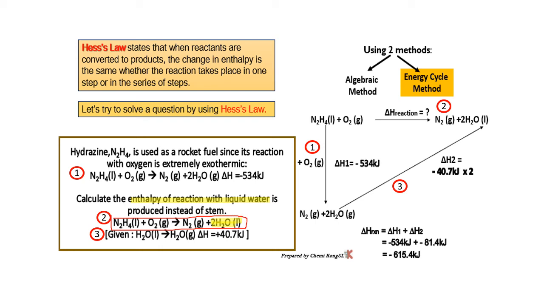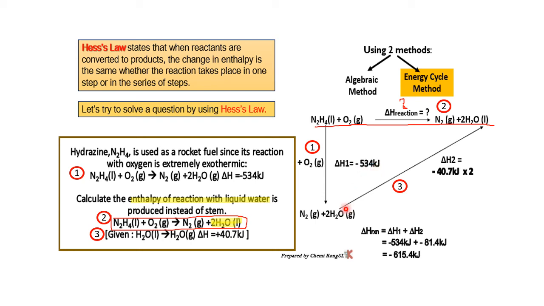So N2H4 liquid and oxygen react to produce nitrogen and water. This is the enthalpy of the reaction that we need to find out. Next, now we have to play around with equation 1 and equation 3. For here, N2H4 reacts with oxygen gas to produce nitrogen gas plus 2H2O gas. So the enthalpy for thermochemical equation 1 is enthalpy 1, negative 534 kilojoule.